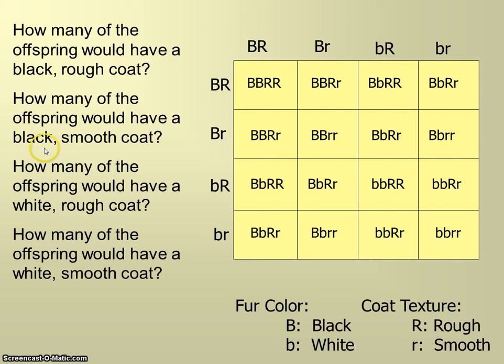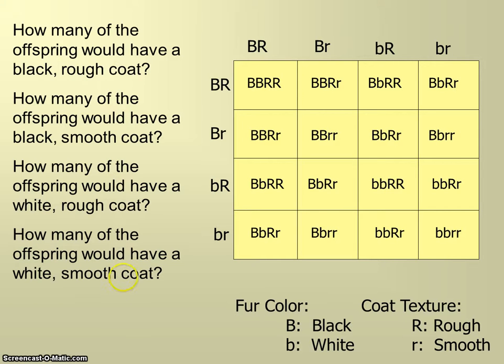Here you have black fur, which is dominant, and smooth coat, which is recessive. Here you would have white fur, which is recessive, and rough coat, which is dominant. And then the last thing that could pop up would be white fur, which is recessive, and smooth coat, which is recessive. So we're going to try to figure out the phenotype ratio.